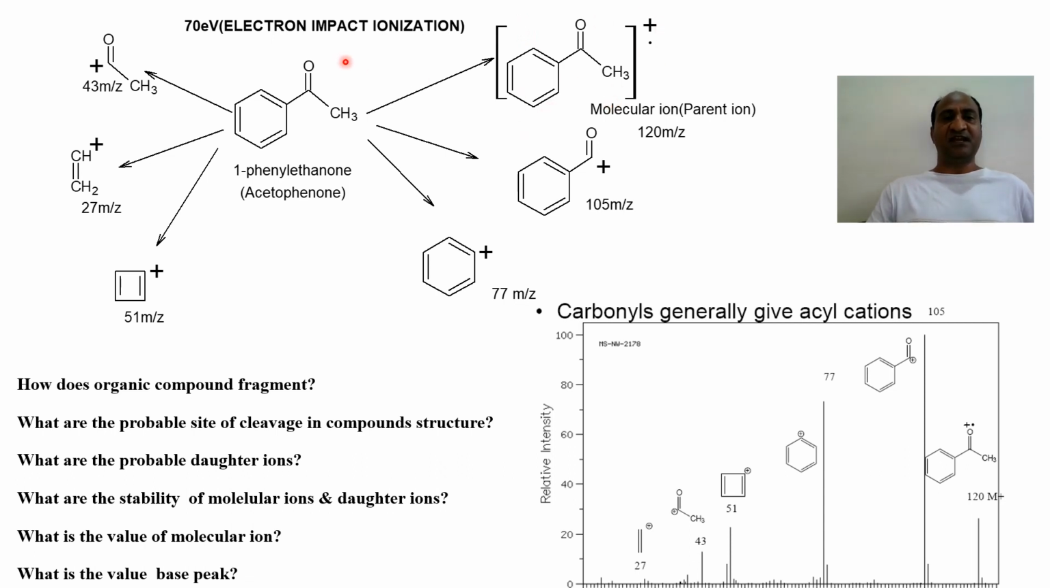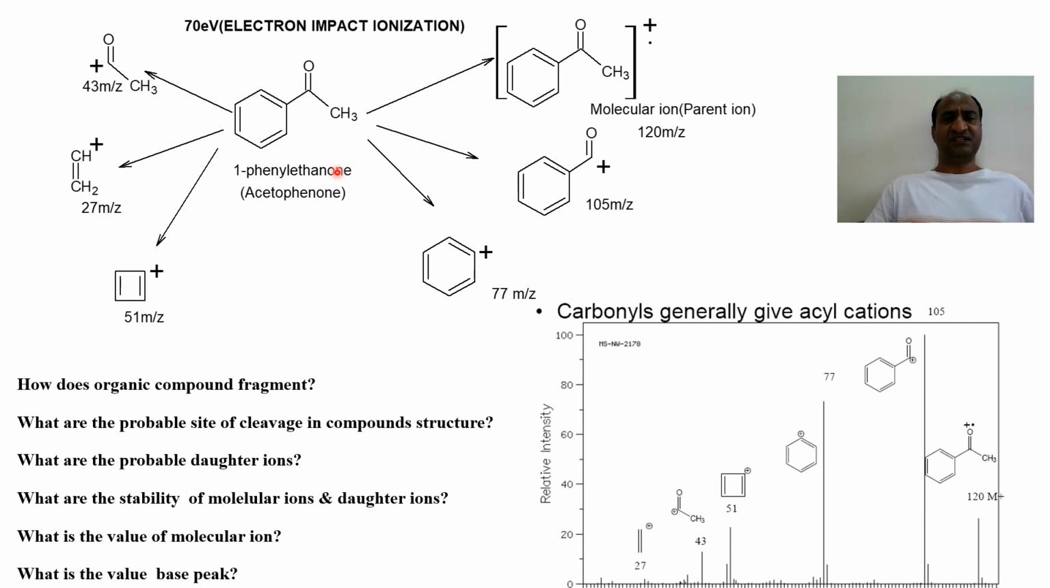Generally, electrons are removed from the position where they are loosely held. In this structure, there are electrons either in this pi bond or in this non-bonding oxygen. These electrons are loosely held, so one electron is removed from either this position or this position, and you get a molecular ion. In this case, only the electron is removed, so the number of atoms remains the same. So the molecular ion peak at 120 is the molecular weight of acetophenone.